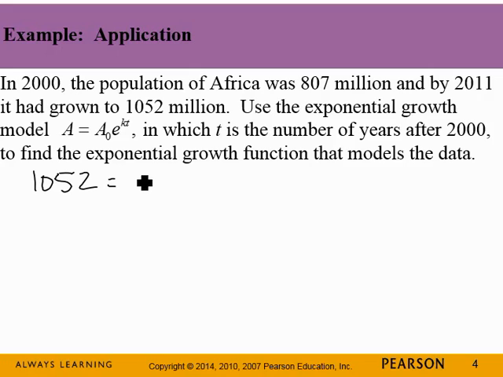And the A sub 0 is your original, which is 807. And you have your e, your k you're looking for, and the number of years is your 11. So now we're just going to solve this. So divide your 1052 by 807.